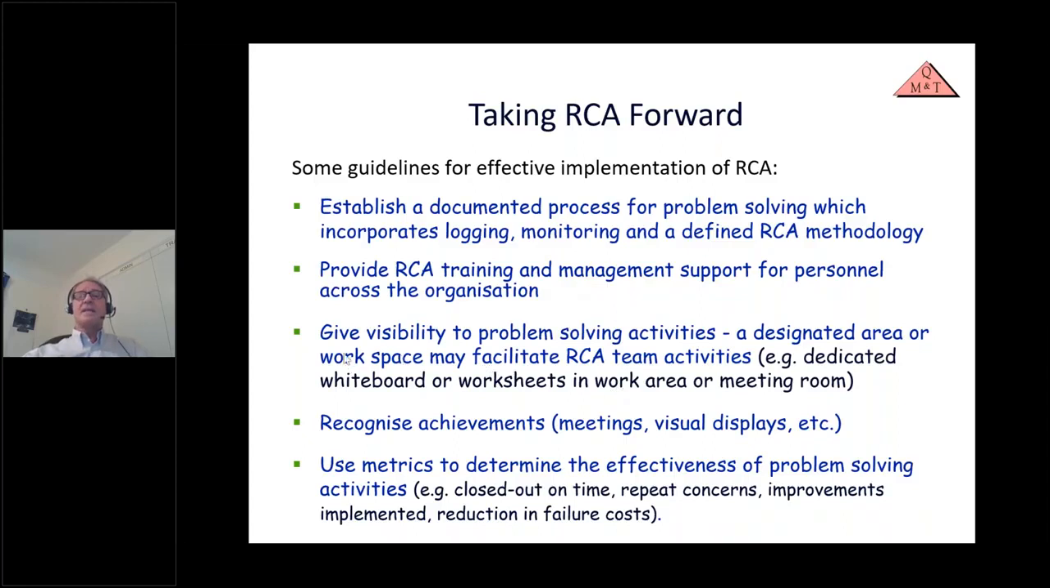RCA gives, or we should give, visibility to problem solving activities. Organisations that I work with often have a designated area or a workspace which facilitates RCA activities. This might be a dedicated whiteboard or worksheets, perhaps in the work area or in a meeting room.